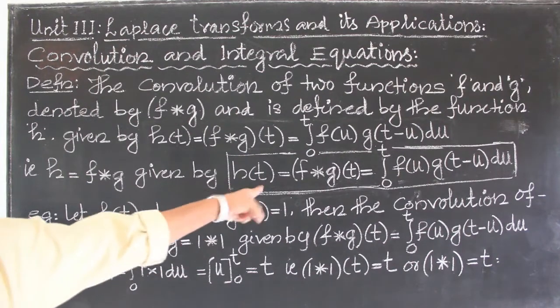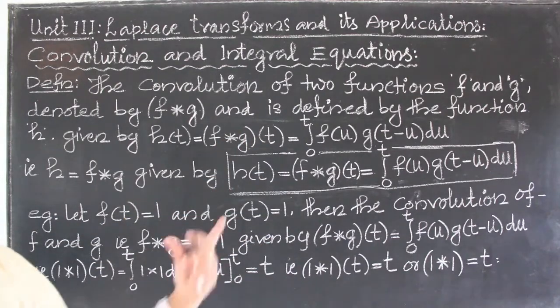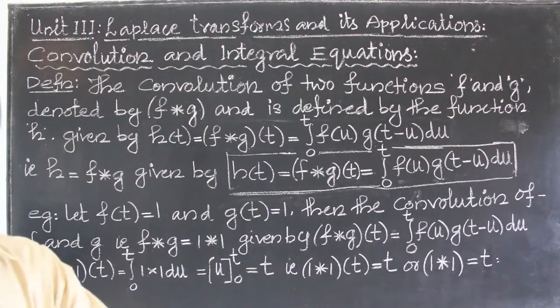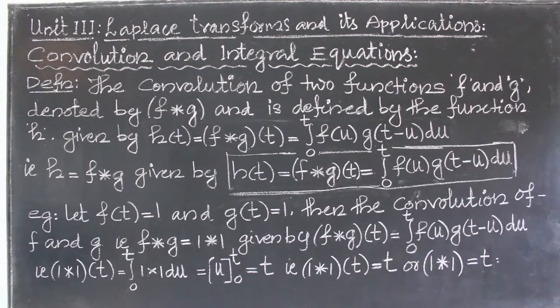The value of the integral of f star g is the integral from 0 to t, giving t. That is, 1 star 1 is equal to t. And the convolution of two functions is very important.